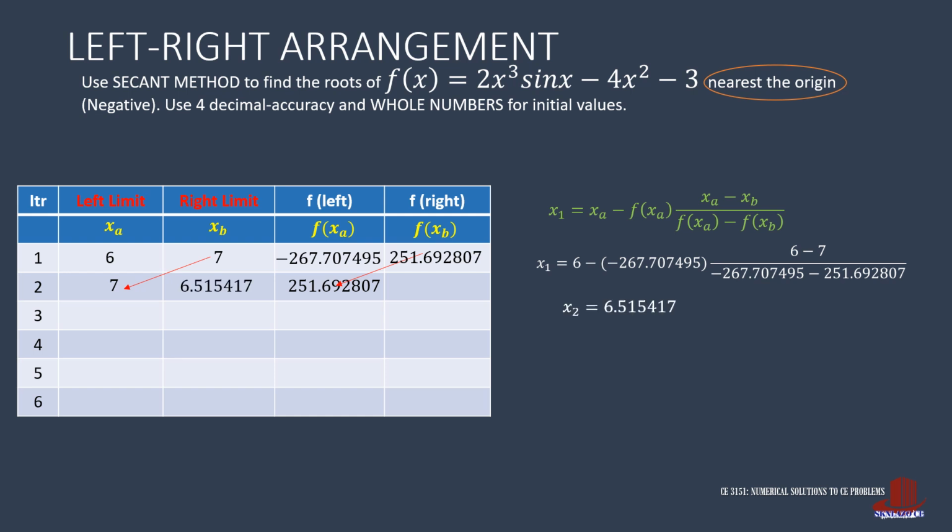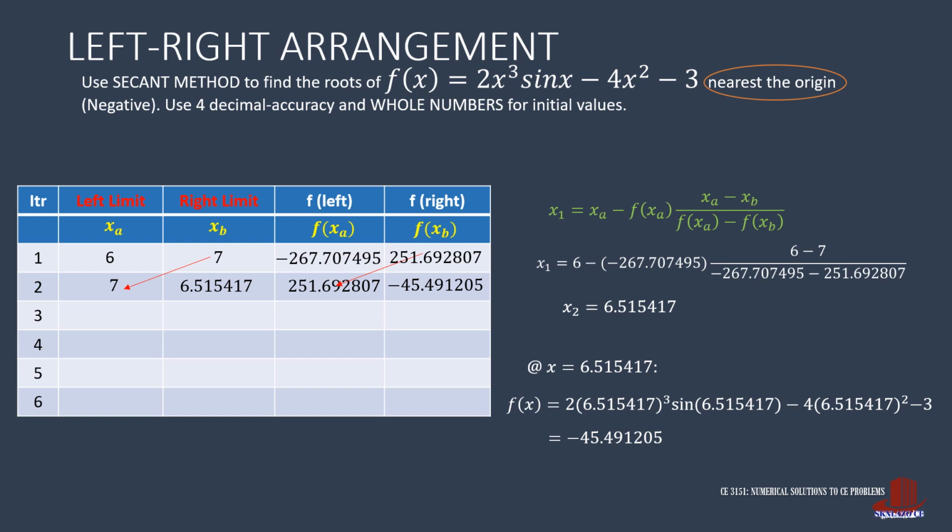x2 is simplified as 6.515417. Use this value to take f of x, which is twice of 6.515417 cubed, sine of 6.515417 minus 4 times the square of 6.515417 less 3, which turns out as negative 45.491205.